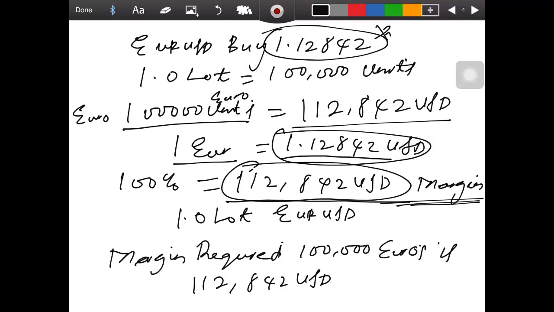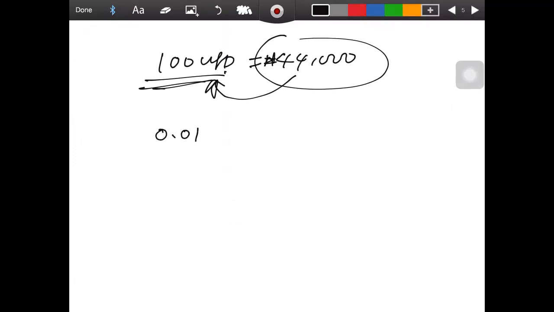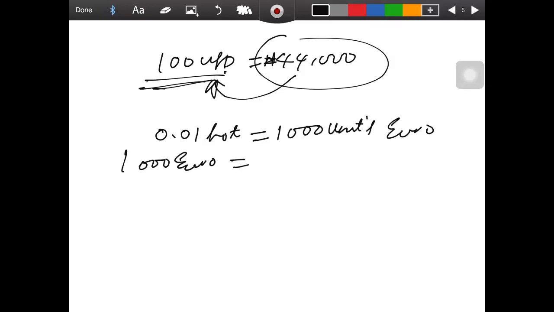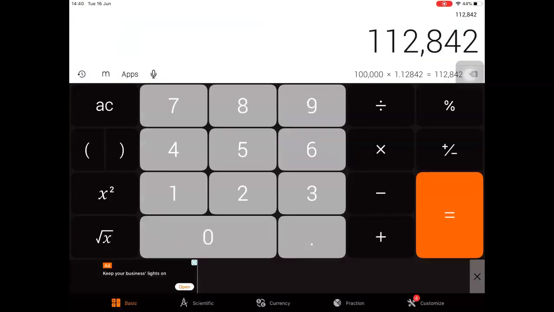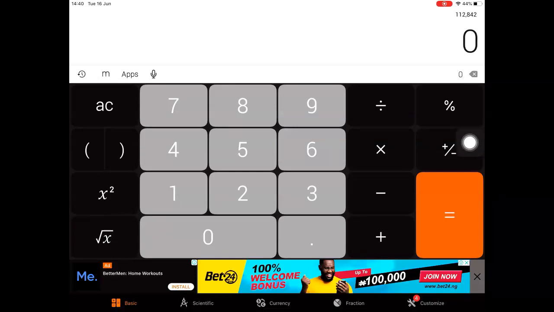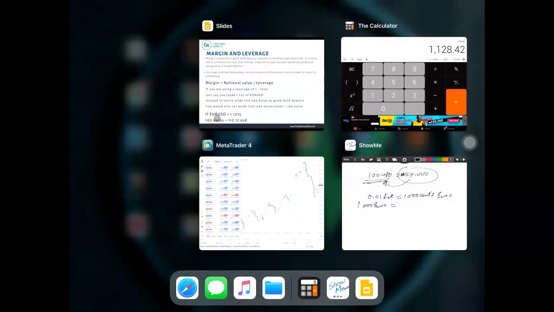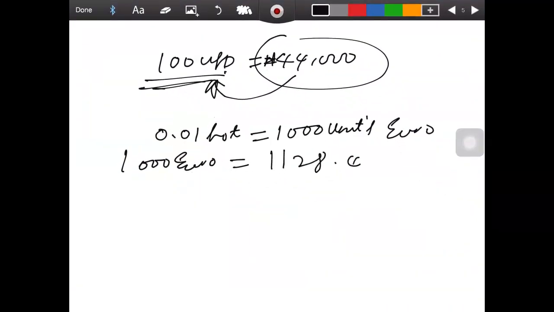Okay, now let's look at the smallest lot size. The smallest lot size is 0.01 lot. Now remember, this is 1,000 units of euro. So for you to buy 1,000 units of euro, let's look at that calculator again. This time 1.12842 times 1,000. You need 1128.42 US dollars. This is the margin required.